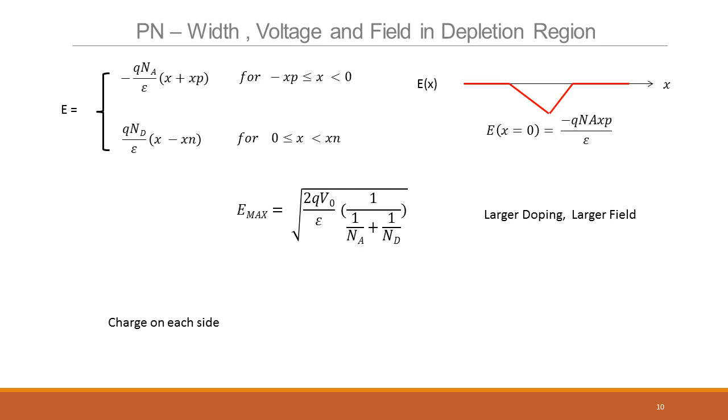Okay. Now all that's remaining is the charge on each side. Charge on each side is nothing but QND XN or QNA XP, because that's the charge on each side. You substitute back, you get this. Because once you know XN, XP, you can do whatever you want. More doping density, more charge expected. Larger doping, larger charge expected. Nothing surprising about it. So larger the doping, lesser the width; larger the doping, larger the field; larger the doping, larger the charge. Okay?